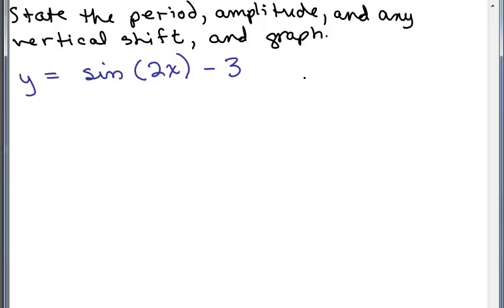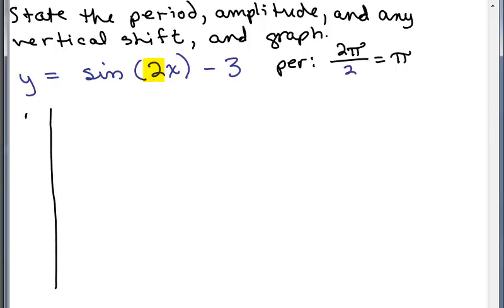How will we get the period? Well, there were a couple ways of getting the period. One was just using the formula. Remember, the period is 2 pi divided by the coefficient of x. All right, so dividing by 2, this tells us that our period is pi. Right, so that's the formula for getting the period. Now, sine usually goes from 0 to 2 pi. What it's saying is it's going to go from 0 to pi.